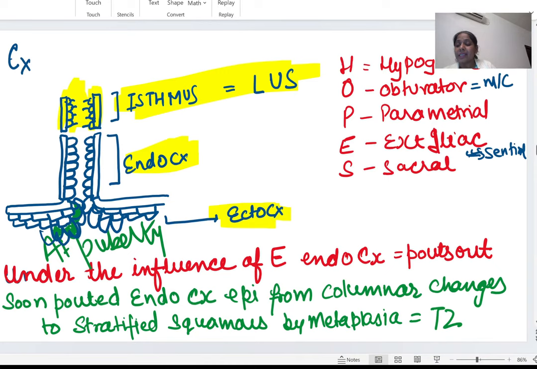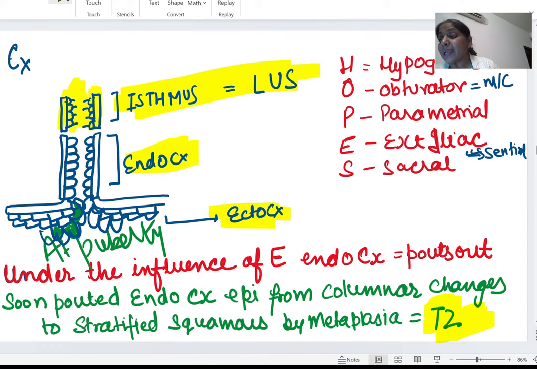What is this zone known as? Come on, everybody. This endocervix has pouted out under the effect of estrogen and is covered by stratified squamous epithelium. What is this zone known as? This is a very important concept. It is known as the transformation zone.